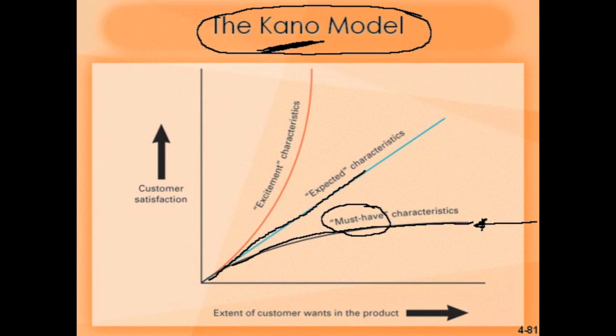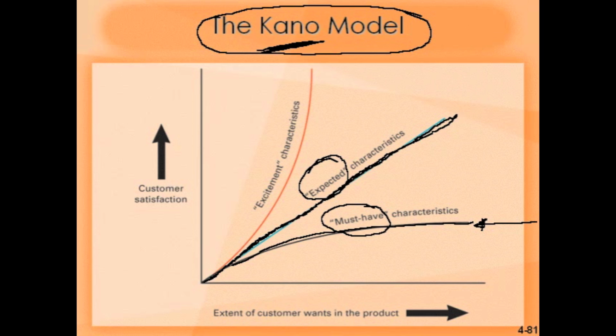But there could be characteristics which are expected. So you can see the line is straight, means as more and more of that is there, the more and more customer satisfaction will be there. For example, if you are looking for a car which is fuel efficient, the more and more fuel efficient it is, higher and higher will be customer satisfaction. So that will be linearly related to this variable.